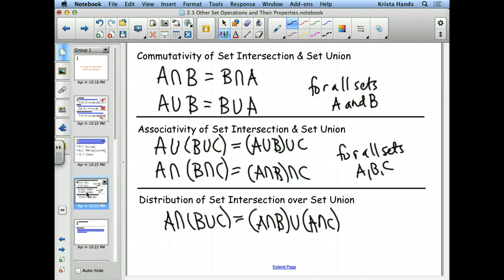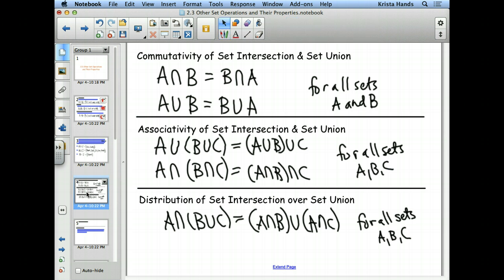Do you see that distribution property that you've seen ages ago somewhere in elementary school, probably, or middle school? And you sort of distribute the A intersect to the B, and the A intersect to the C, right here. And then the union that was between them is now between the two sets intersected. Again, this is for all sets A, B, and C.